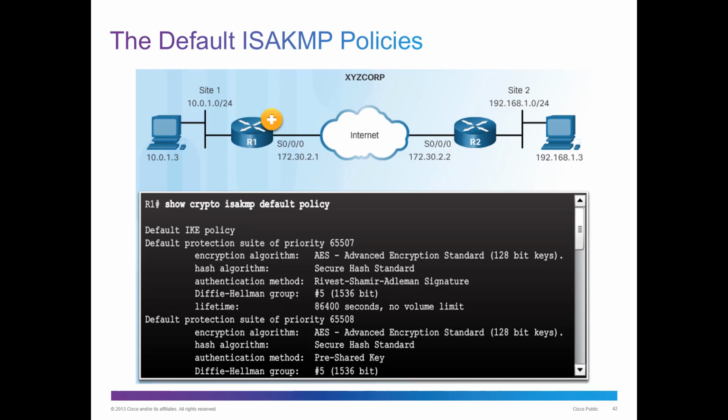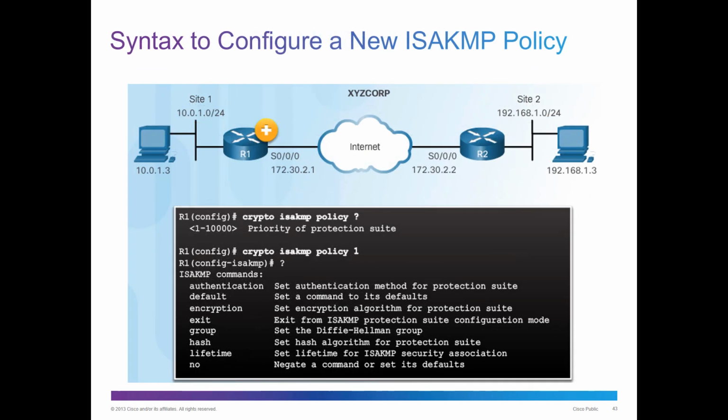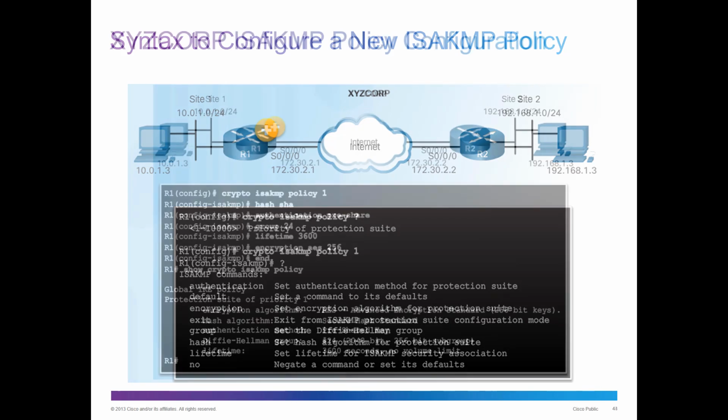If we want to see the default policies, we can use show crypto ISAKMP default policies. That will let you know the appropriate default options. If we want to verify or configure a new policy, we can actually do a crypto ISAKMP policy. You give it a number, and then you can set the appropriate commands.